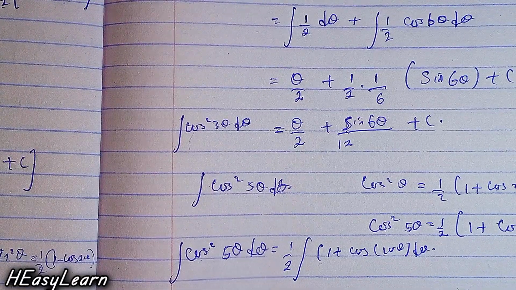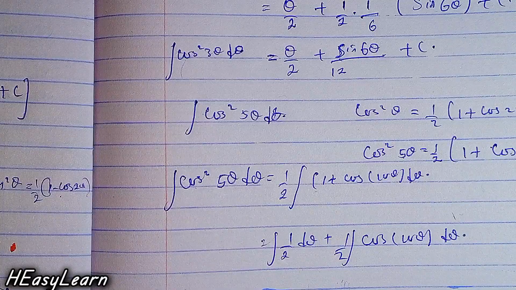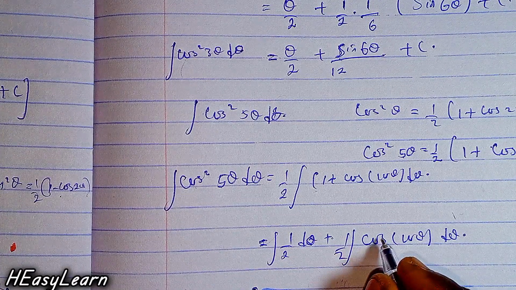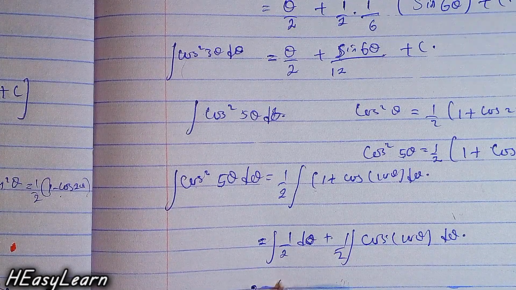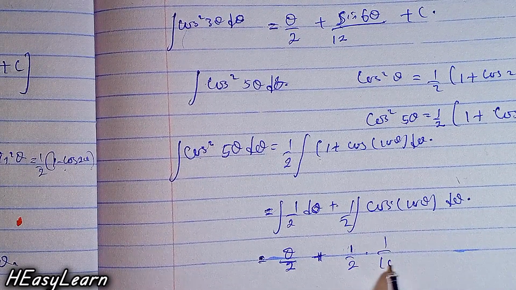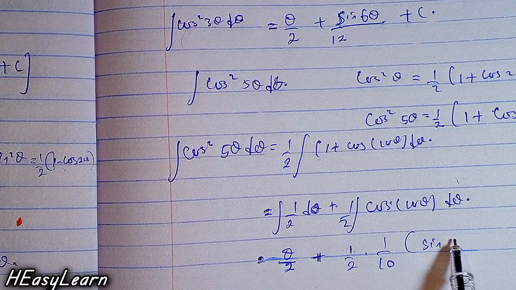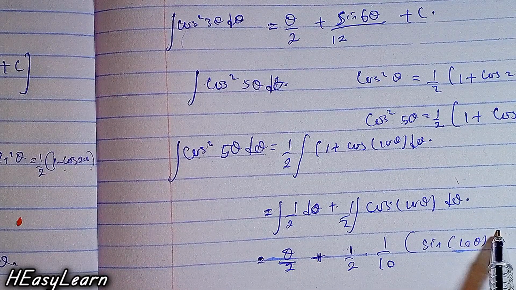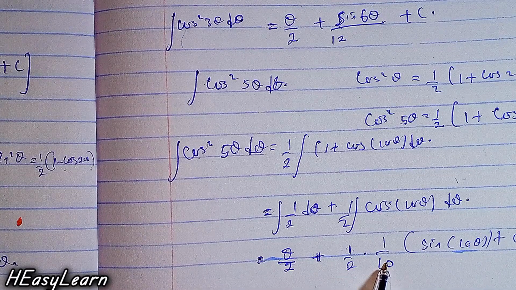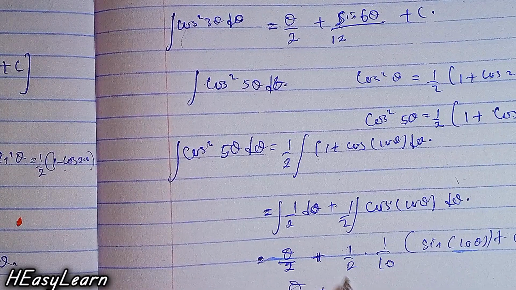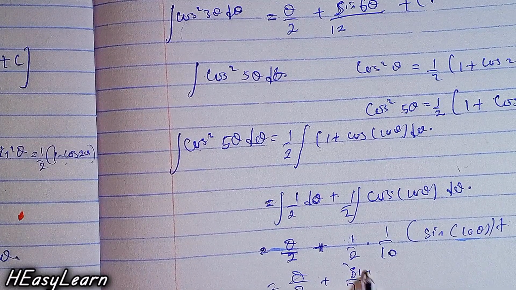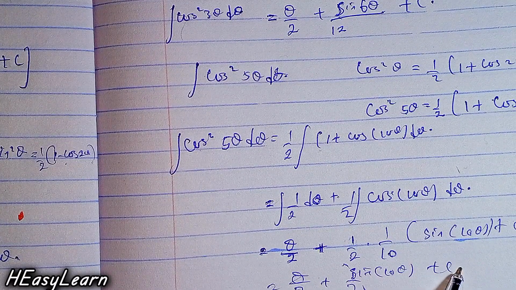So you now integrate term by term. This is going to be the integral of 1 over 2 d theta plus a half cos 10 theta d theta. Theta divided by 2 plus 1 over 2 multiplied by 1 over 10. The integral of this is sine 10 theta plus constant of integration. Here is going to be theta divided by 2 plus 1 over 20 sine 10 theta plus constant of integration.